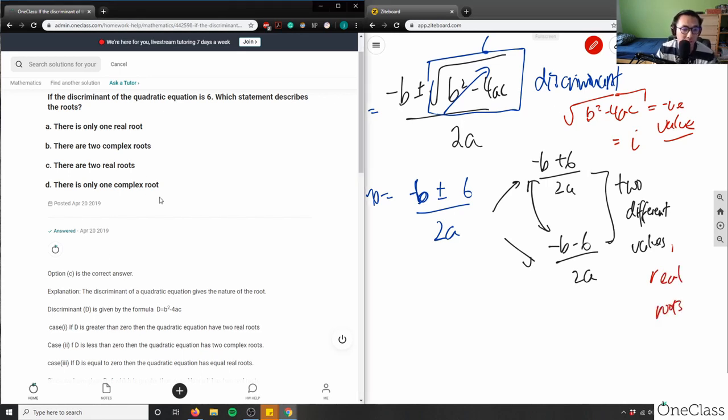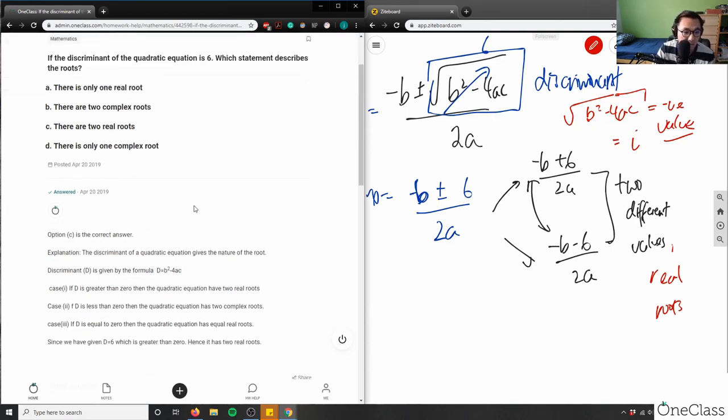This actually matches what they said here. The explanation is that the discriminant of the quadratic gives us the nature of the roots, b squared minus 4ac. If d is greater than 0, the quadratic has 2 real roots. If it's less than 0, a negative number, it has 2 complex roots. If it's equal to 0, it has equal roots, so both x-intercepts are the same. If d equals 6, greater than 0, hence it has 2 real roots.